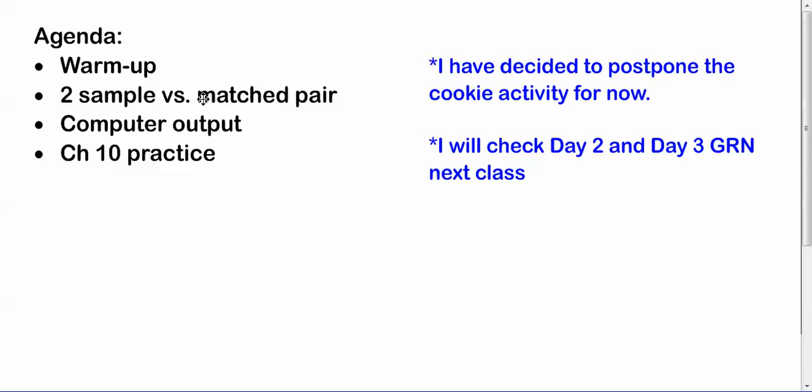So we are going to go over 2 sample versus matched pair, just a summary, and then I'm going to take you through reading some computer output. We're going to be looking at more computer output in Chapter 11, and it's going to be a pretty big emphasis for the rest of the year. In other words, you can expect to see it on all of your tests and the AP exam.